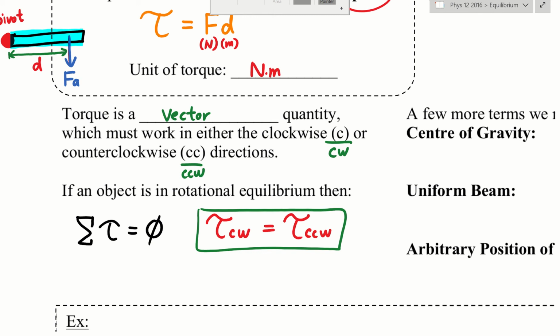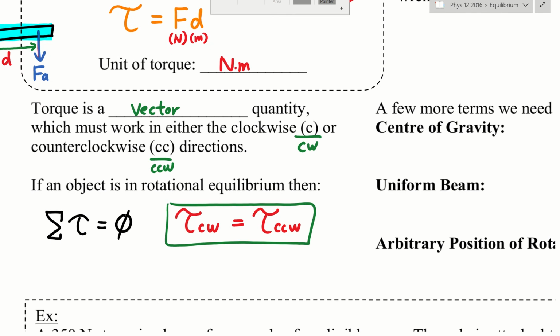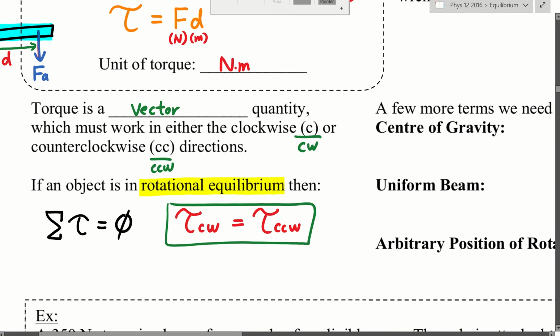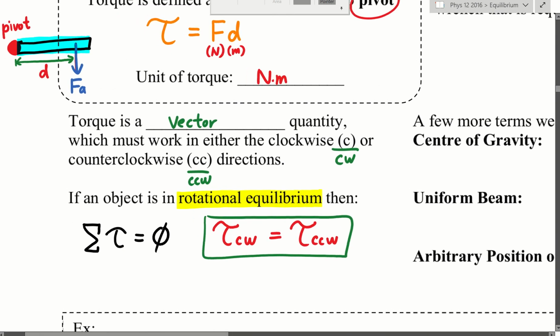Okay, so that is the equilibrium condition for rotation. Make sure all the torque that is forcing you to turn clockwise is balanced by some torque that has you go counterclockwise. If you can do that, then the system is in rotational equilibrium.